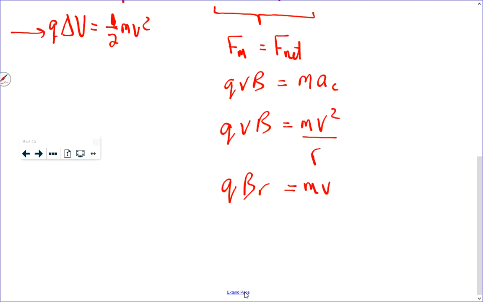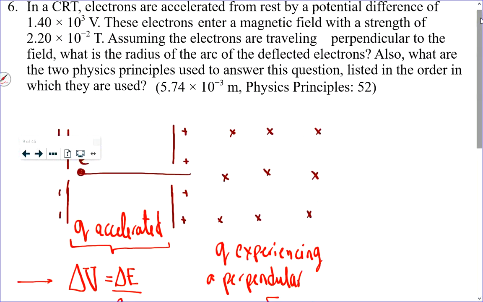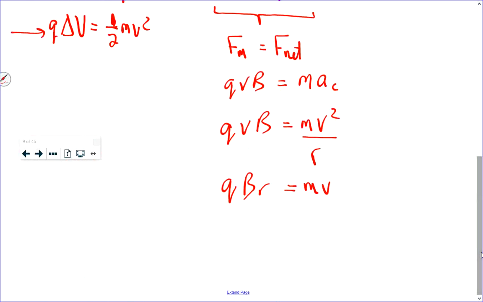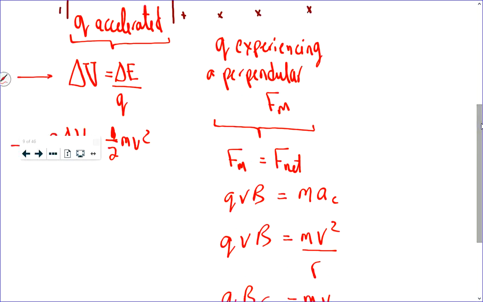We need to know the magnetic field strength, but I believe we're told, yep, it's 2.2 times 10 to the negative 2 Tesla. We need to know the mass of the particle that is accelerating. Well, it's an electron, so we have that information. And we need to know the speed, but we don't know the speed. So that leads us to the reason why there's a second big picture here.